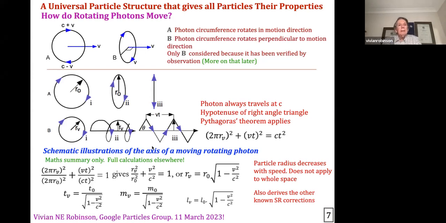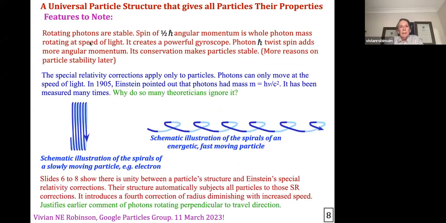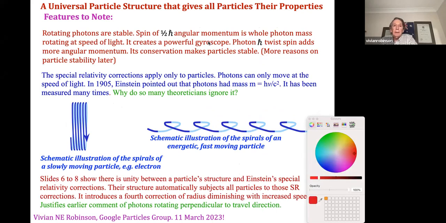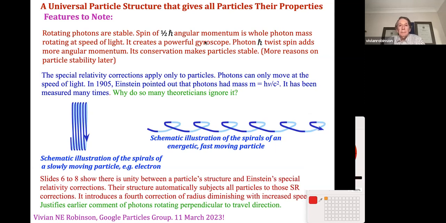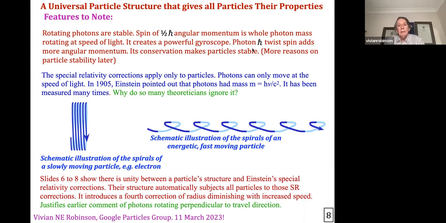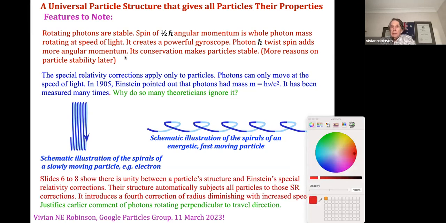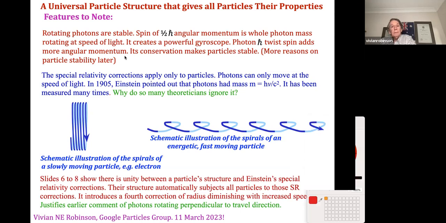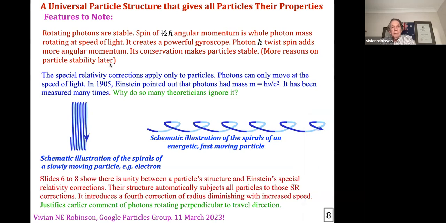Now, the other thing you should know is that rotating photons are stable. The spin of half h-bar is angular momentum, and it's the whole mass rotating at the speed of light. It's a powerful gyroscope. On top of that, charged particles have an h-bar twist or spin, which is also angular momentum. The conservation of angular momentum makes those particles very stable. Another reason for them being stable will be given a bit later.